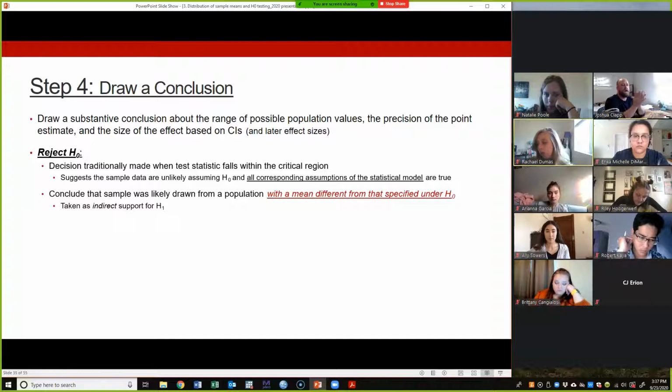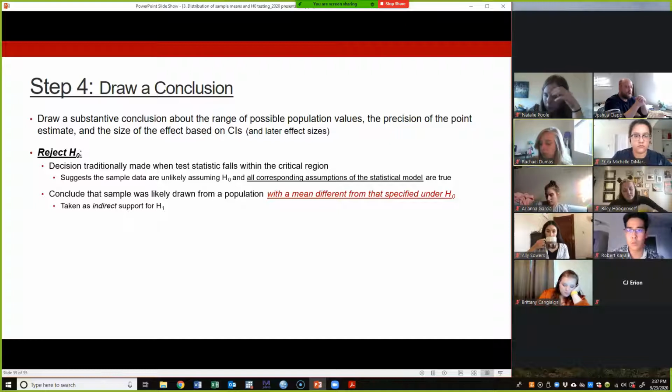Okay. So if I decide to reject the null hypothesis, this is the decision I would typically make when I have a test statistic that falls in my critical region. Okay. What this is saying is it suggests that my sample data are unlikely assuming the null hypothesis and all corresponding assumptions of the statistical model are true. Okay. Ali, why did I underline all corresponding assumptions of the statistical model?